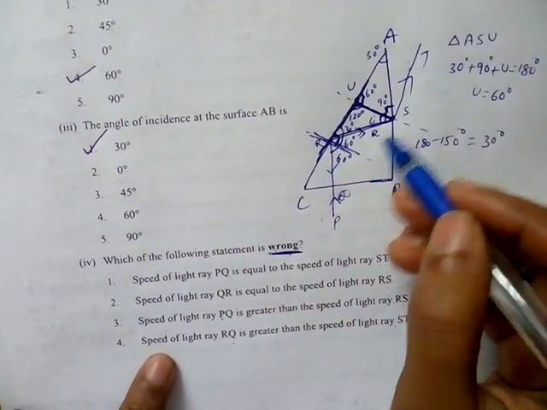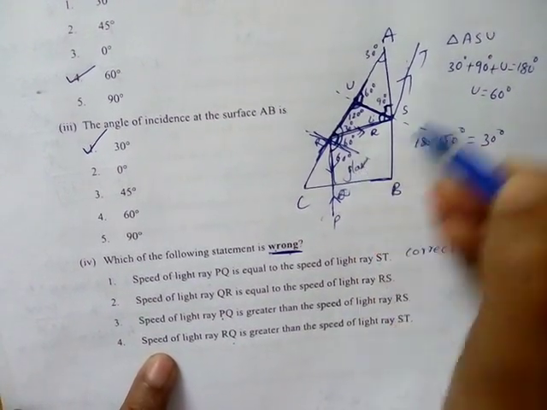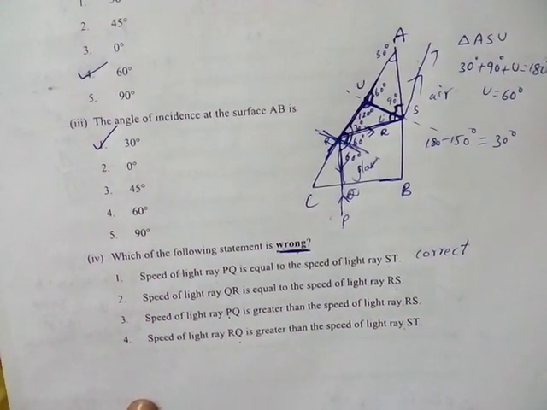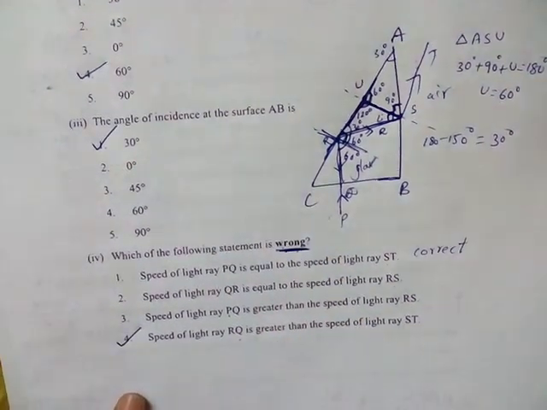Next, speed of light ray RQ is greater than speed of light in ST. So RQ will not be greater because this is in glass, ST is in air. We know air is the rarer medium, so air has the maximum speed. So option 4 is correct because they have asked for the wrong option.